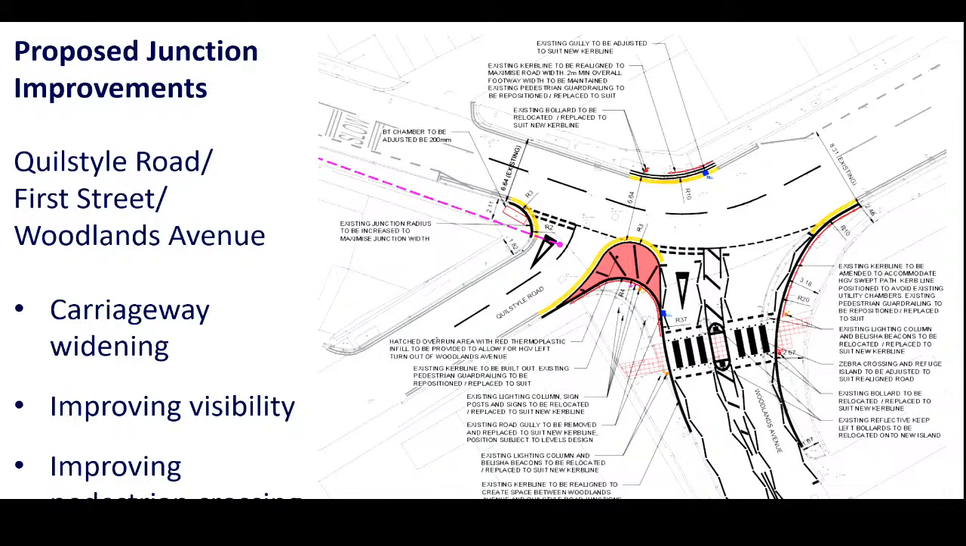So just to summarise, the main improvements are carriageway widening, improving visibility displays for vehicles exiting Quillstyle Road and Woodlands Avenue, which are the 2 give-way junctions located at the bottom of the image, and also improvements to the zebra crossing at Woodlands Avenue, seen there towards the bottom right, to make it safer for pedestrians. So as mentioned on the minibus this morning, Chair, these works had been required by the highways officer, who has listened to the concerns raised by local residents, and the applicant has agreed to carry out those works.